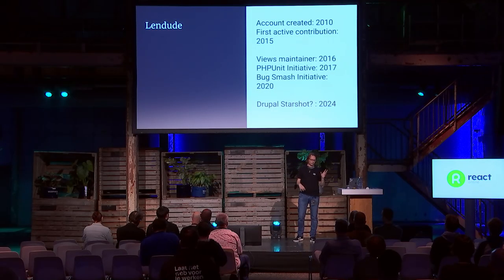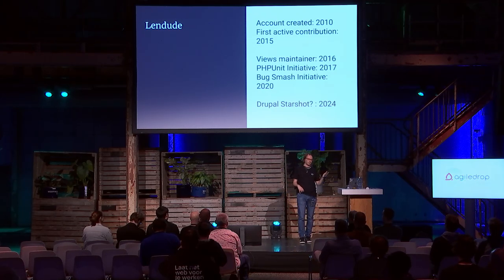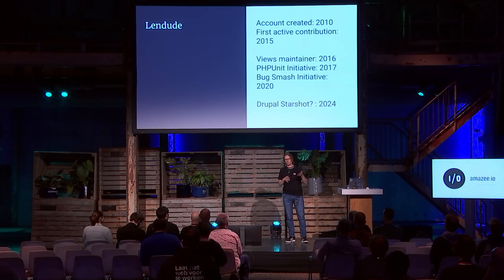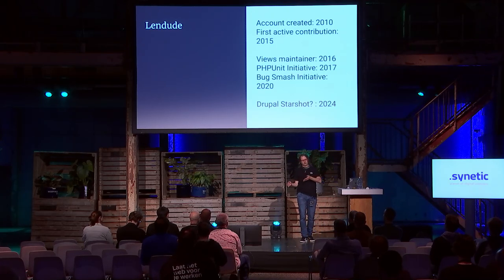Through views, I got into contact with automated testing, something I had never really been into, but views has a lot of automated tests and needs a lot of automated tests. So I started working on that, and then I got asked to do the PHPUnit initiative and co-lead that. So that gave me a new focus, automated testing. So we did the migration from SimpleTest to PHPUnit. I learned a ton about automated testing, which was awesome. But we finished it, we moved away from SimpleTest, we had PHPUnit.